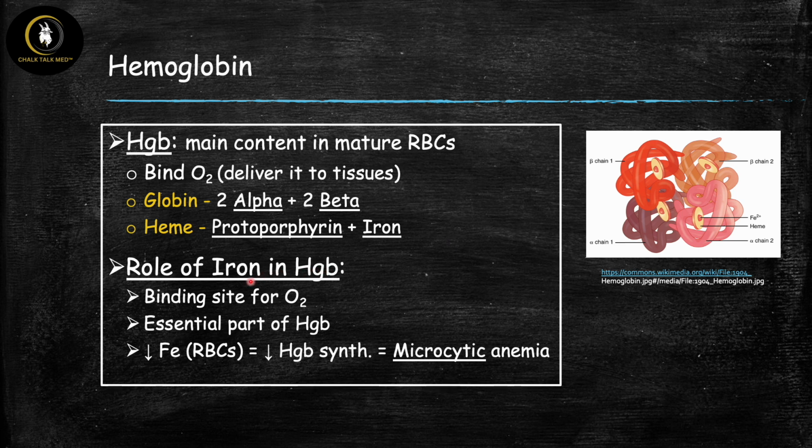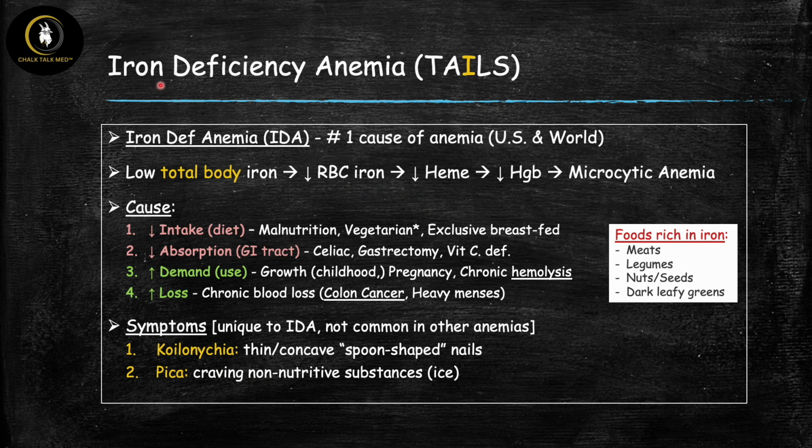And iron is a very important part of hemoglobin because it's actually where the oxygen binds, and it's an essential part of it. So you can't make hemoglobin without iron. Therefore, if our red blood cells have less iron, that means they will have decreased hemoglobin synthesis, which is why it causes microcytic anemia. Okay, so now that we learned all about iron, let's learn about iron deficiency anemia, which is the I in our TAILS mnemonic.